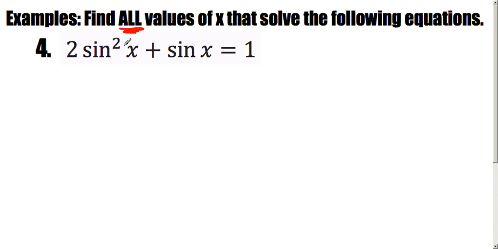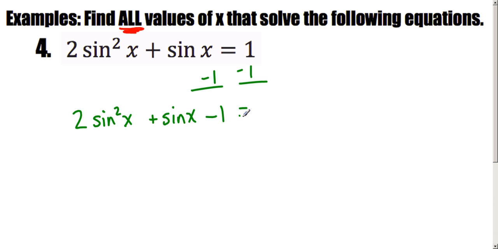Number 4, we've got 2 sine squared of x plus sine of x equals 1. This 1 over here, I sure would like for that to be a 0. So what I'm going to do is subtract that 1 from both sides. And we're going to get 2 sine squared of x plus sine of x minus 1 equals 0.